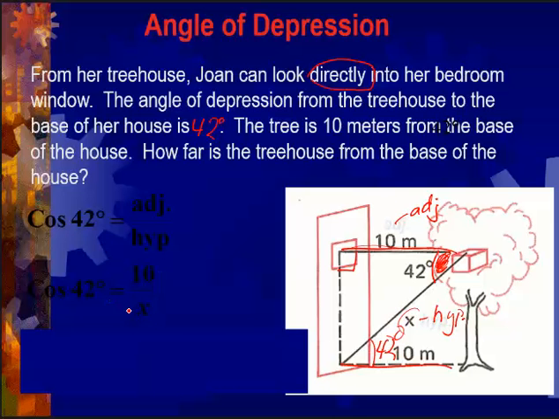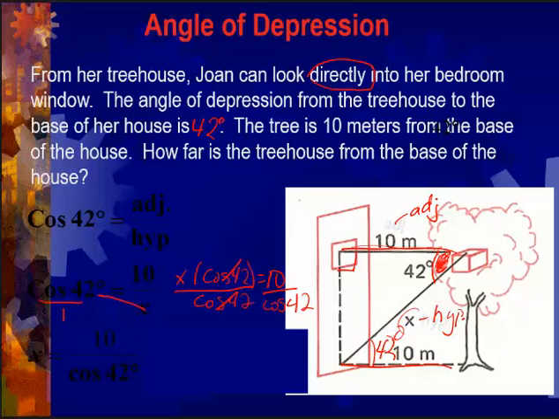Okay, so again, we're going to set this up as a proportion. If we cross multiply here, we end up getting x times cosine of 42 equals 10. If I want x by itself, I got to divide by that cosine of 42 on both sides. Okay, just reviewing the algebra here. You should know this stuff. So x equals 10 divided by cosine of 42.